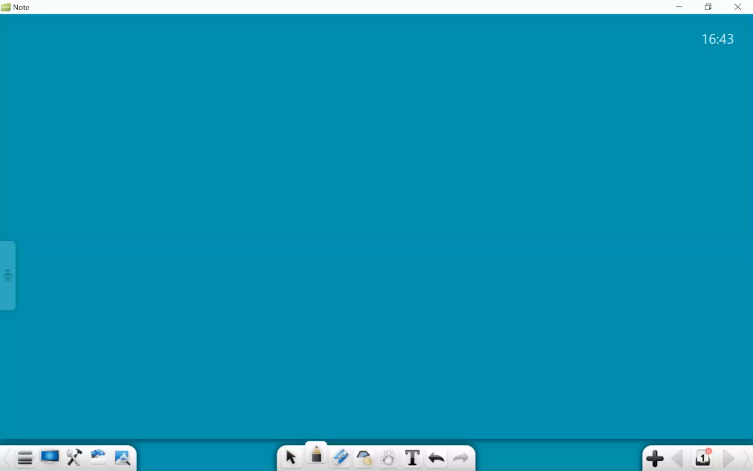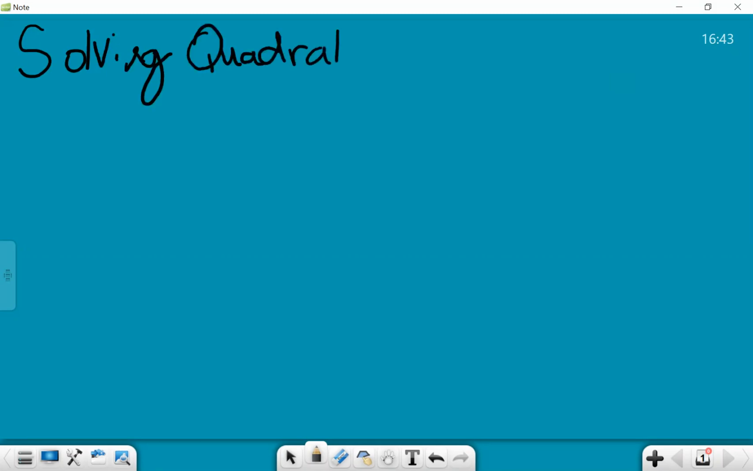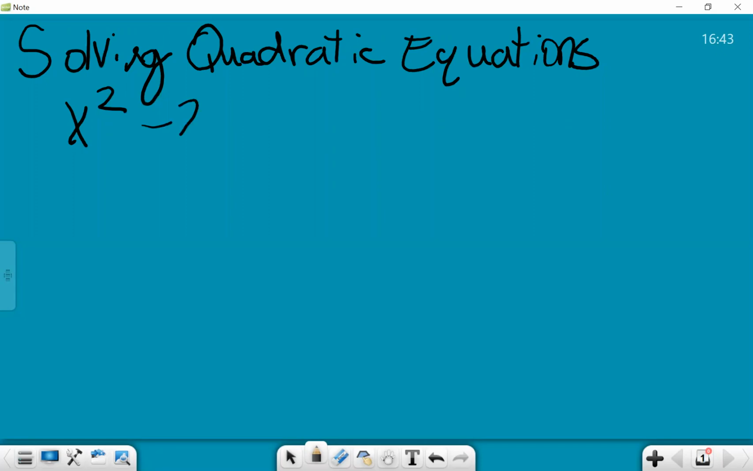Today we are going to talk about solving equations, but in particular we're going to be talking about solving quadratic equations. That is, solving equations that have an x squared in them. So the first equation we're going to solve is x squared minus 25 equals 0.